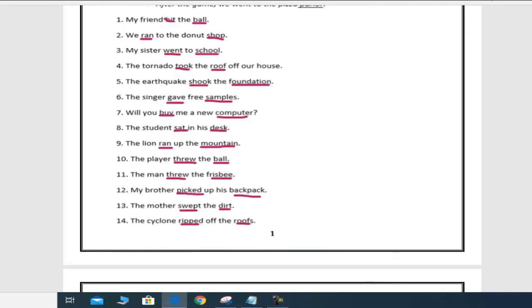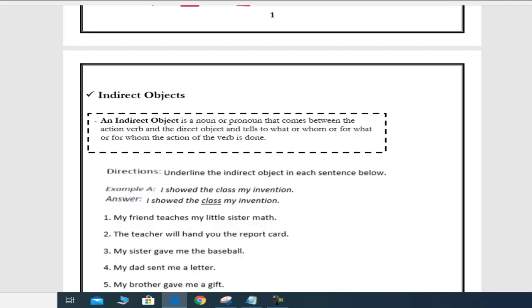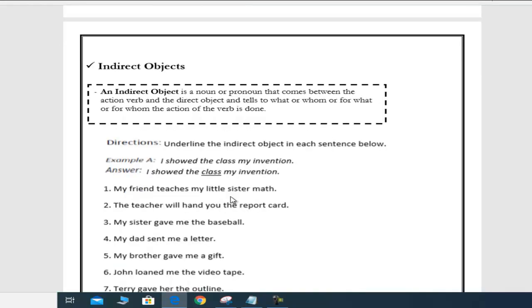And now let's move to the indirect object. An indirect object is a noun or a pronoun that comes between the actual verb and the direct object. Actually, it tells to who or to whom or for what or for whom the action of the verb is done. Example A, I showed the class my intervention. Showed is the verb. What did I show? The intervention. So it's the direct object. For whom did I show the intervention? For the class. So the class is the indirect object.